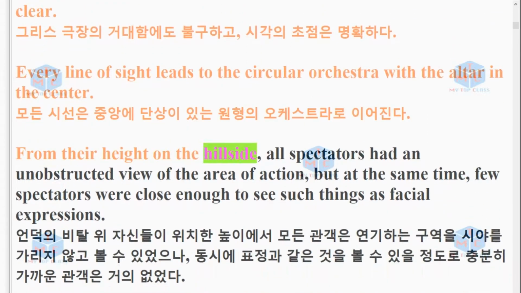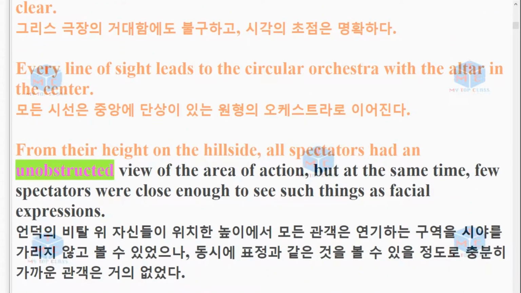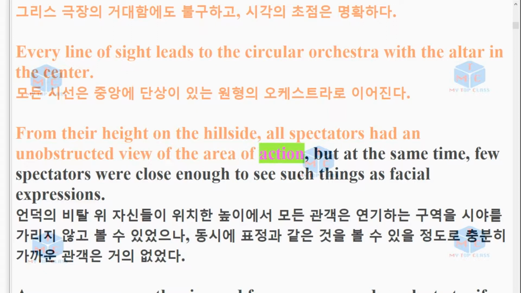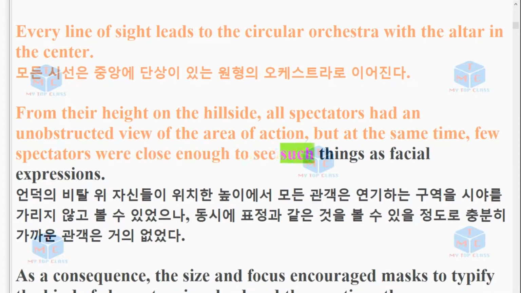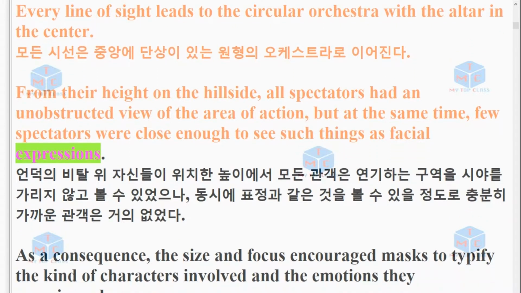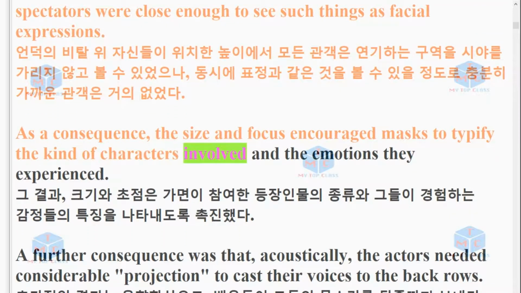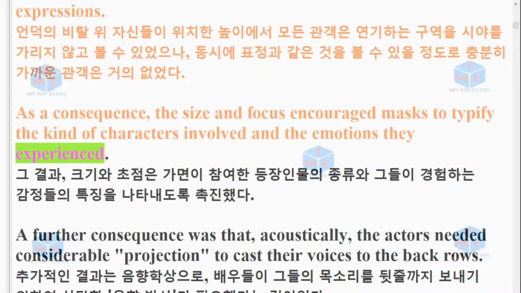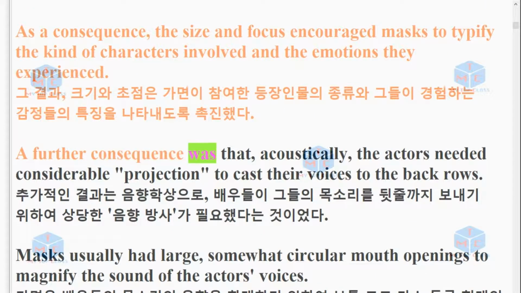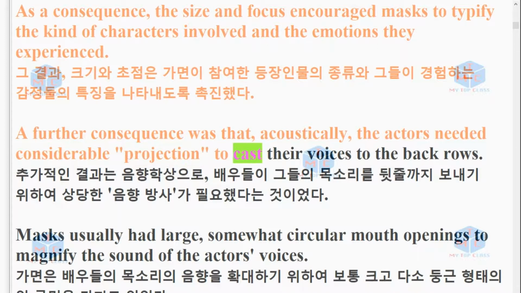From their height on the hillside, all spectators had an unobstructed view of the area of action, but at the same time, few spectators were close enough to see such things as facial expressions. As a consequence, the size and focus encouraged masks to typify the kind of characters involved and the emotions they experienced. A further consequence was that, acoustically, the actors needed considerable projection to cast their voices to the back rows.